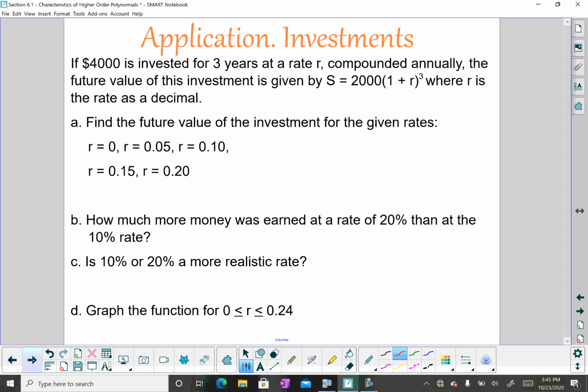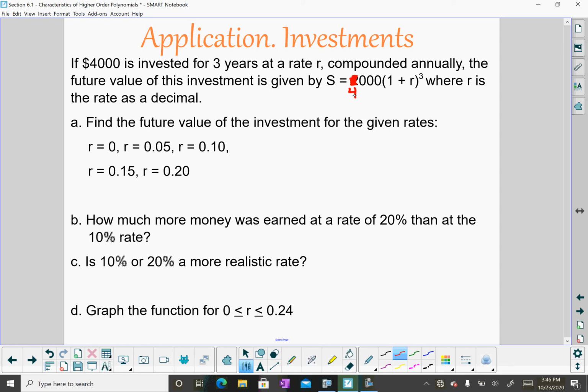Okay, our last 2 problems are application problems, and we're going to be using the calculator to help us here a little bit. If $4,000 is invested for 3 years at a rate R compounded annually, so this is a compound interest formula, you might have seen this in a previous math class. The future value of this investment is given by S, or sometimes you'll use an A if you've done this in a previous class, equals, oops, that shouldn't be a 2,000. That should be a 4,000. 4,000 times (1 plus R) to the third, where R is the rate as a decimal.